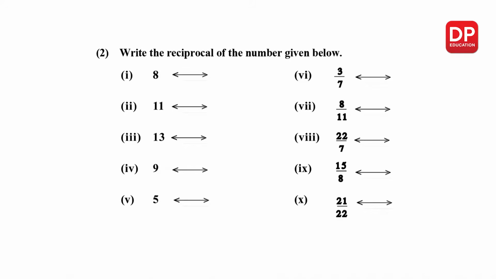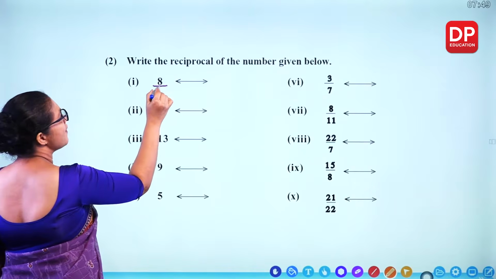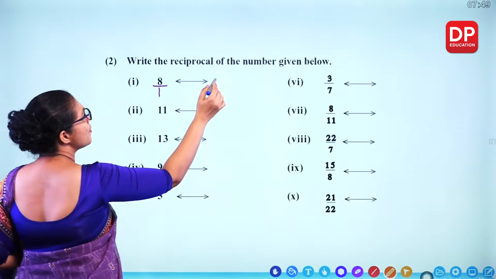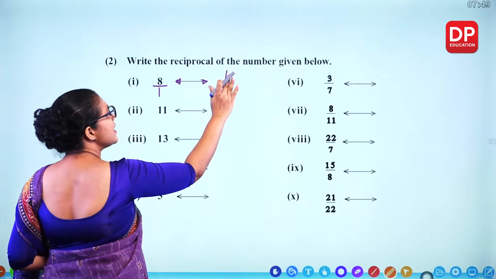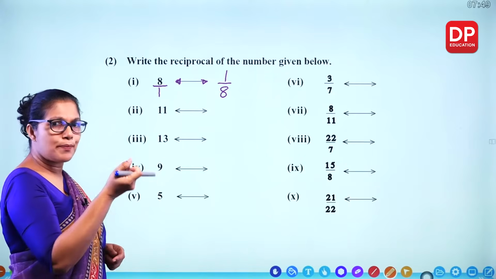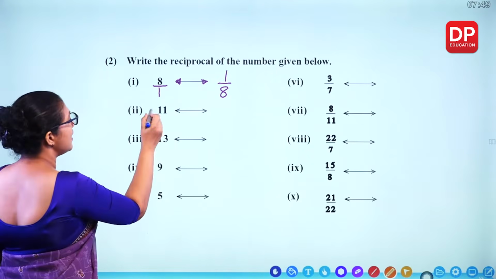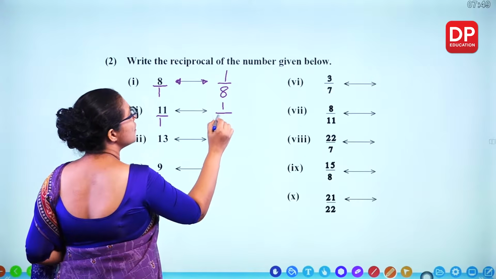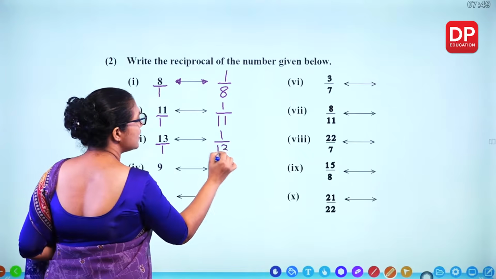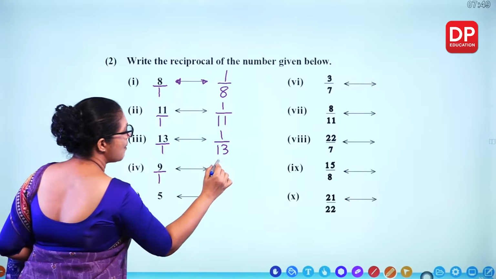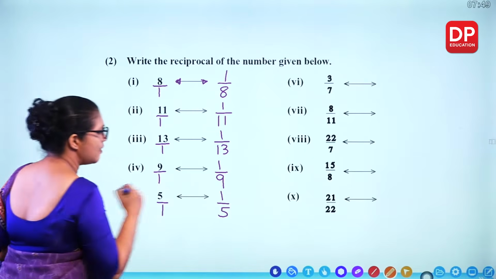Now let's take these numbers and find the reciprocal. 8 is a whole number. I can write 8 over 1. What's the reciprocal? 1 over 8. Why are there 2 arrows? Because when you take 1 over 8 as a fraction, what's its reciprocal? 8 over 1. Both ways it's correct. 11 over 1, 1 over 11 is the reciprocal. 13 over 1 becomes 1 over 13. 9 over 1 becomes 1 over 9. 5 over 1 becomes 1 over 5.